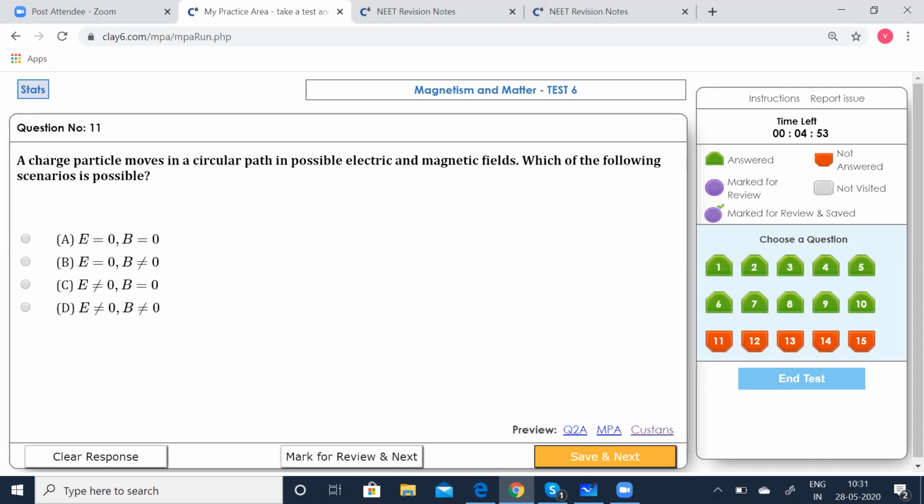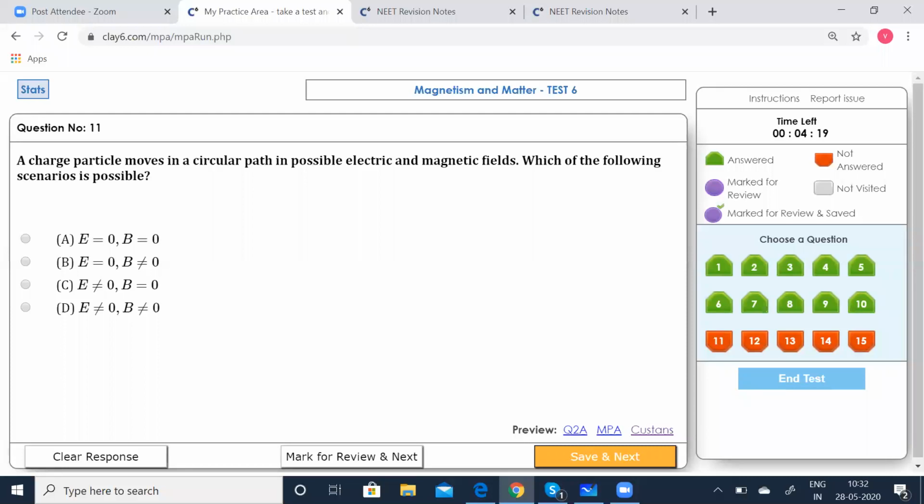The charged particle moves in a circular path in possible electric and magnetic fields. Which of the following scenarios is possible? Now, he says E is equal to 0, B is equal to 0. Then E is equal to 0, B not equal to 0. E not equal to 0, B is equal to 0. And then E not equal to 0, B not equal to 0.